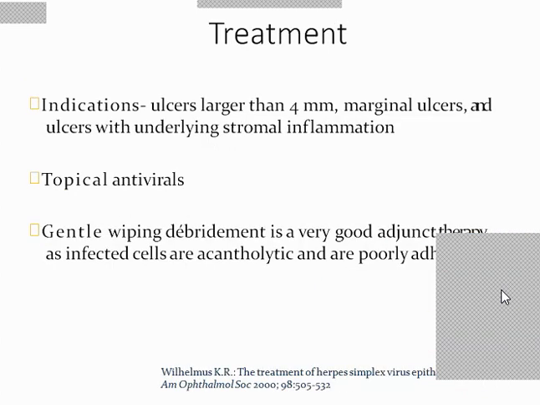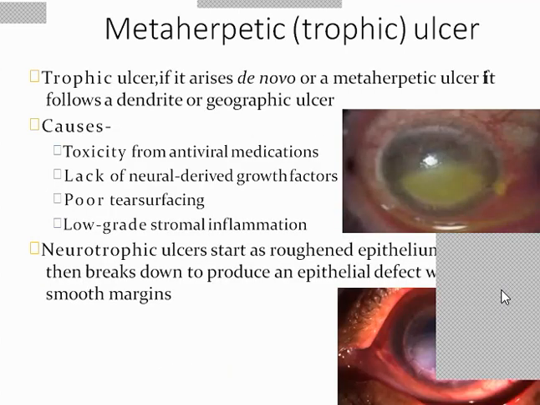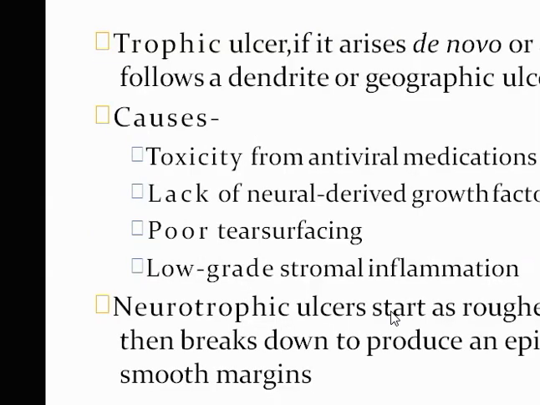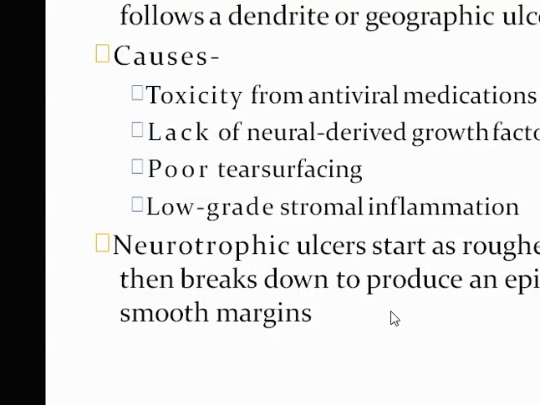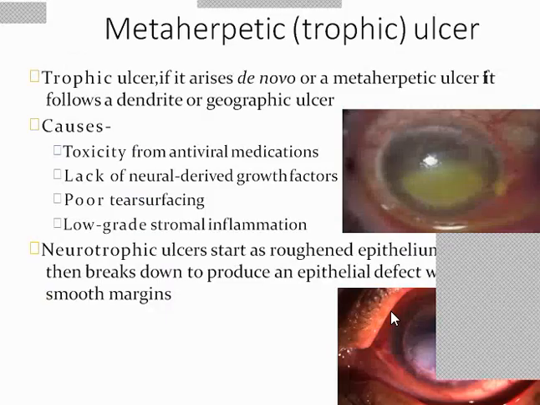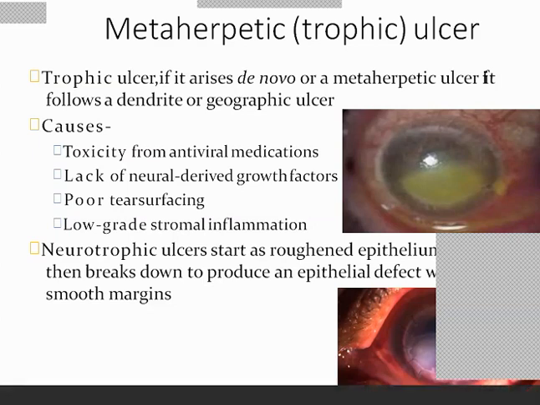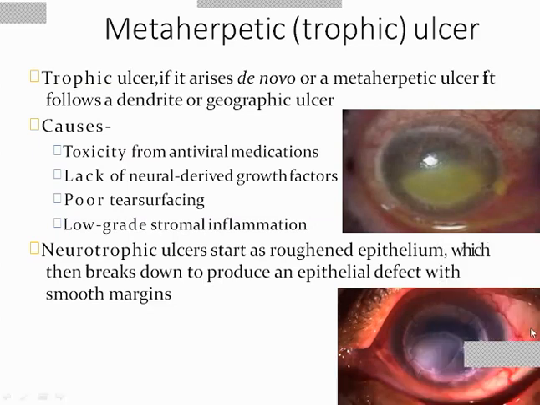The treatment I told you. So the most important metaherpetic ulcer is a trophic ulcer, whereas the de novo ulcer is the dendritic or geographic ulcer. Metaherpetic ulcer is due to toxicity from antiviral medication. Usually I told you it is a trophic ulcer, the metaherpetic ulcer, and you can be asked it as a short note. Be very careful.